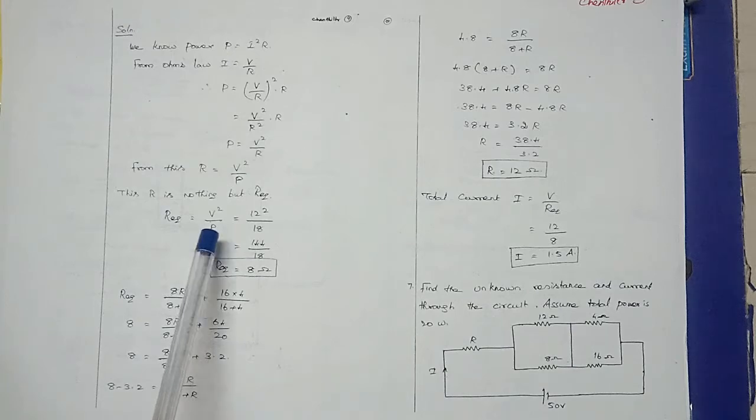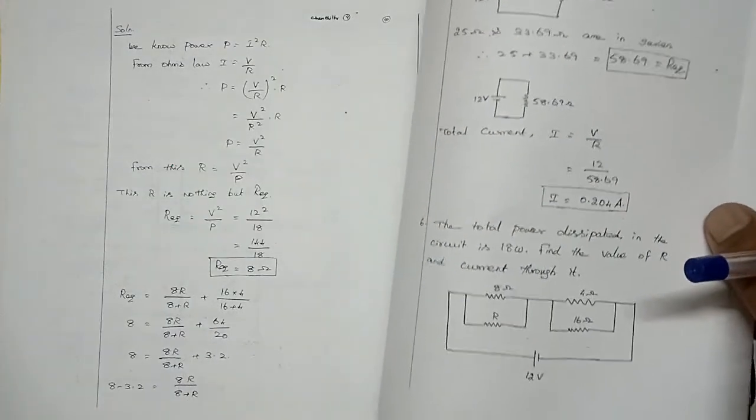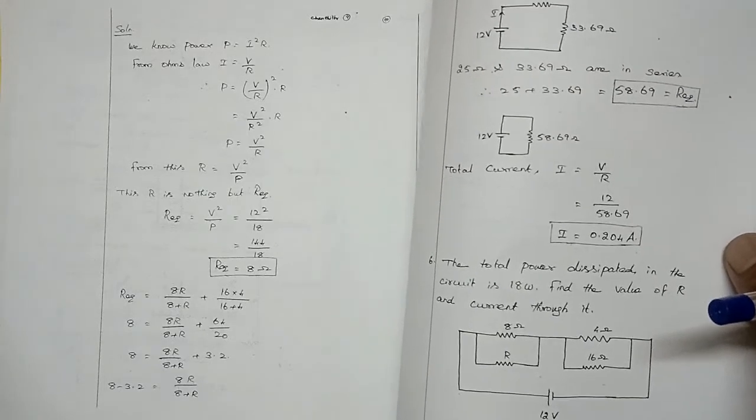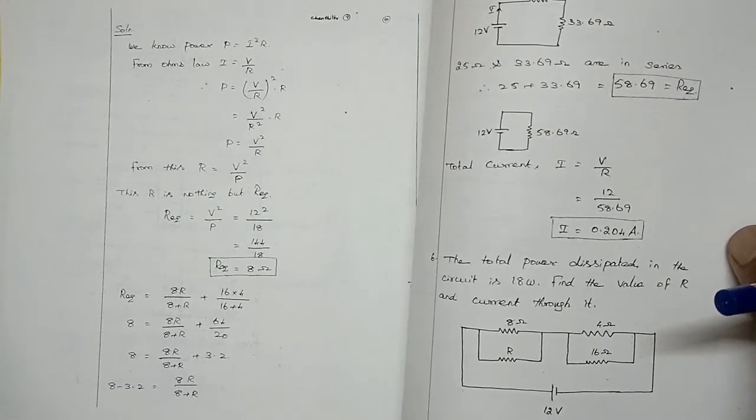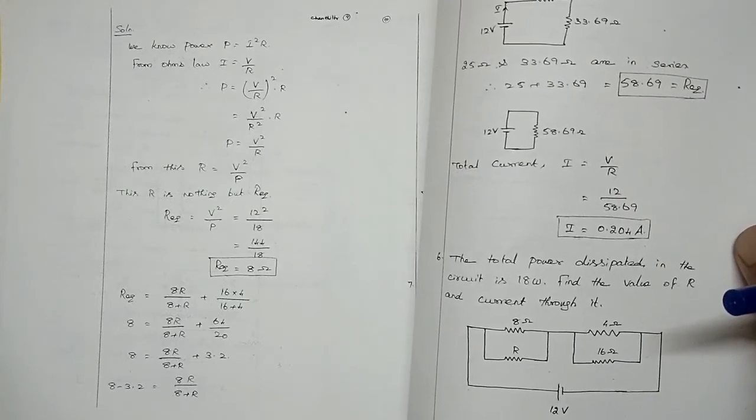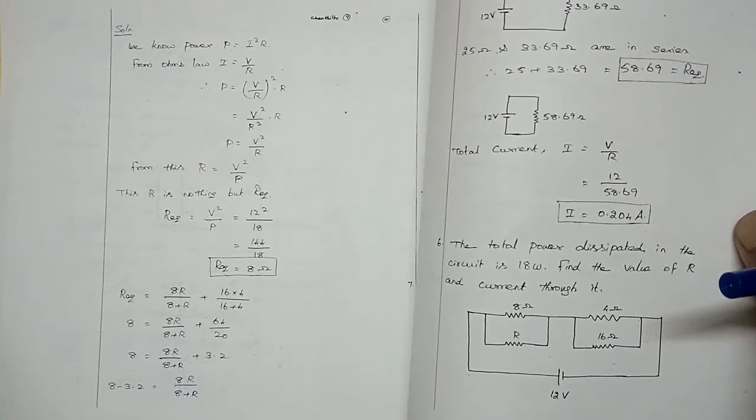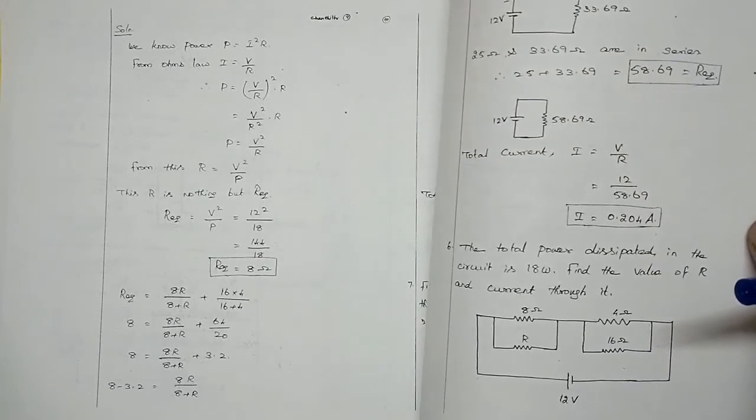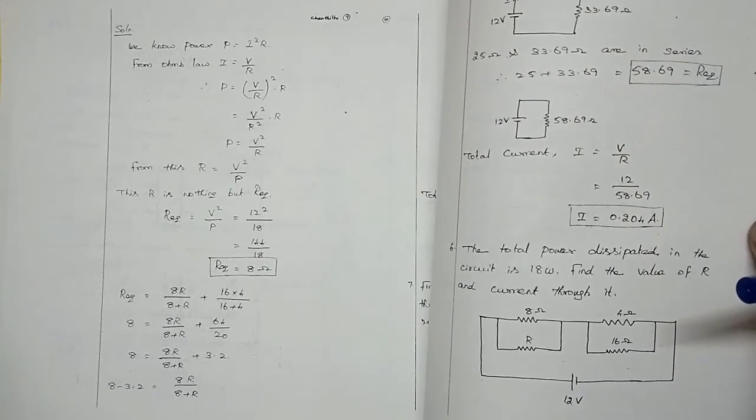So in the question, so this was the problem. So here R equivalent equal to V square by P. So voltage 12 volt, that is given in the question itself. Power is also given in the question, 18 watts. So we can find out R equivalent. So that is the equivalent resistance.